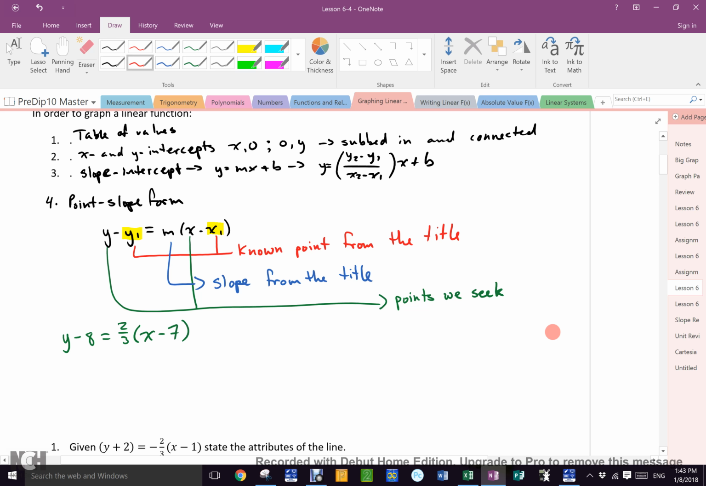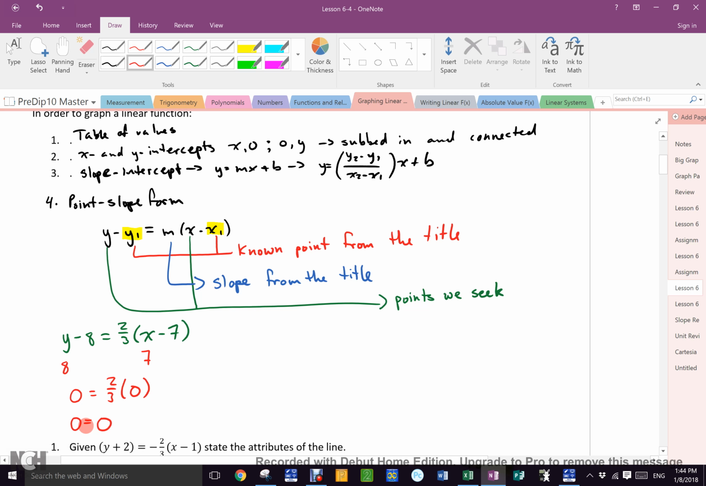Let's pretend that I didn't ask you to give me those numbers. But I tell you, this is the equation. Where could you start? Well, look what happens. If I make x 7 and I make y 8, what is 8 minus 8? 0 equals 2/3. What is 7 minus 7? 0. What is 2/3 times 0? 0. Does 0 equal 0?